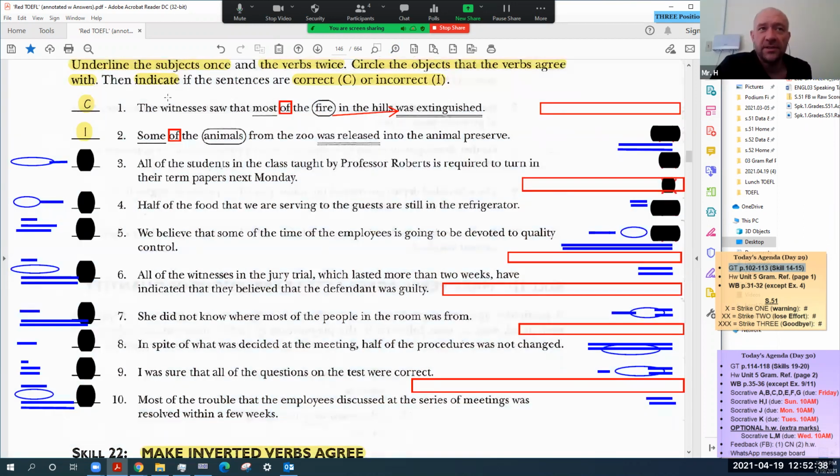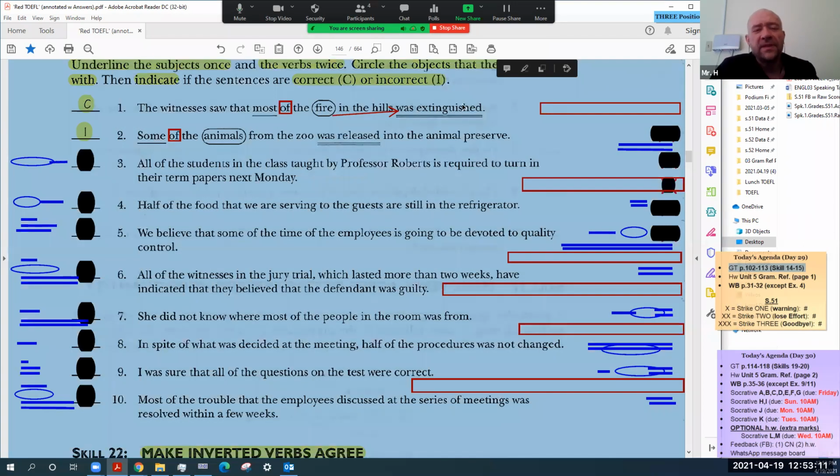Where's the subject? Subject most. And where's the verb? Find the verb. The verb was extinguished. Yeah. Now this sentence is correct. Why is it correct? Because was follows the object fire, and it depends on the object which follows of.